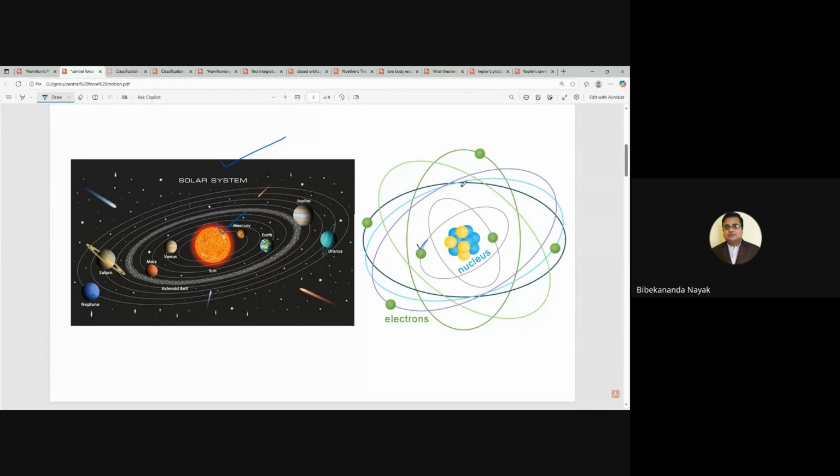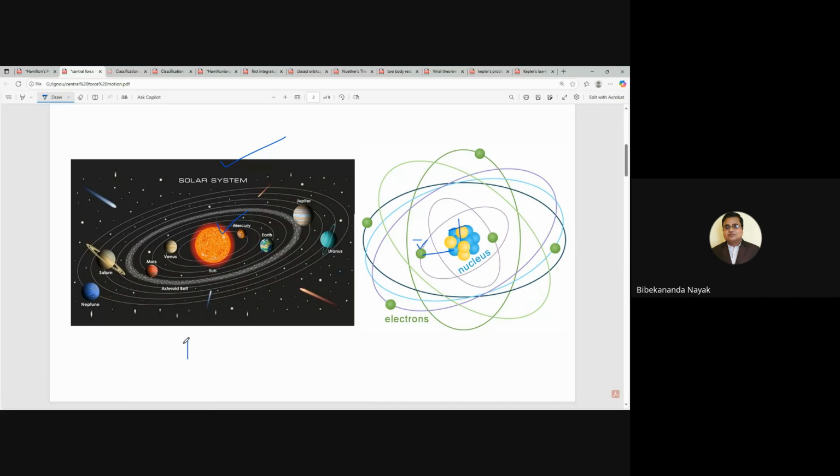And here, what is the force due to which electrons are revolving around the nucleus? Electrostatic force. There are two charged particles. It is electrostatic, not nuclear force. Two charged particles, the nucleus with positive charge and the electron with negative charge. So what is the magnitude of the two forces?